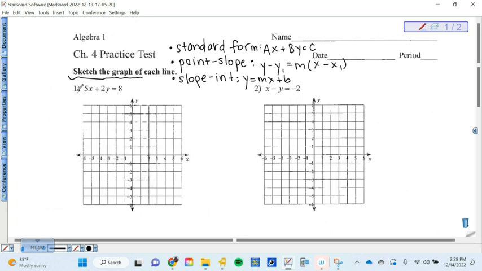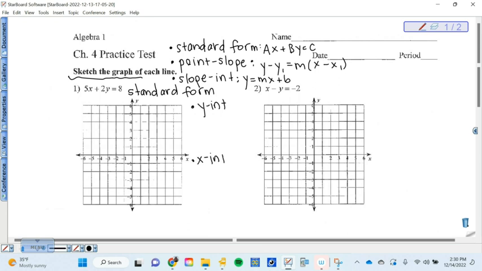Perfect. So looking at this equation right here, number 1, what form is that in? Standard. How do you know it's standard? Yeah, it has the x and the y on the same side of the equal sign. Good. So that's standard form. Does anyone remember how we graph from standard form? Isn't it like if you're trying to find y when x equals 0? Yeah, we're going to find the x and the y intercepts.